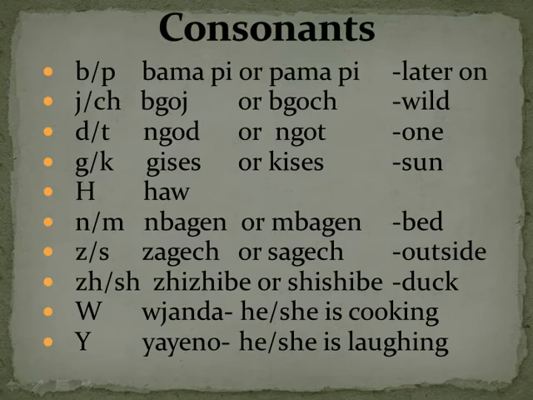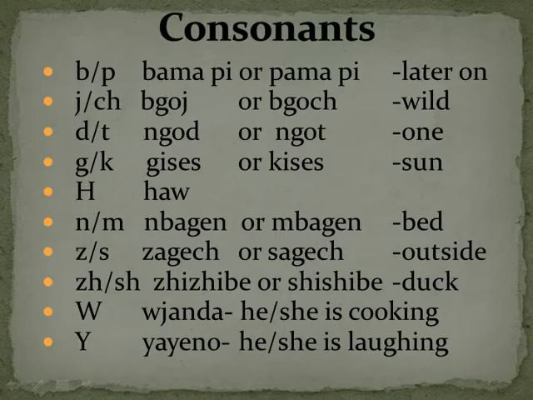The D or T sound, Ngod or Ngot. The G or K sound, like Geezus or Keezus. The H sound, like in how or ahow. The N and the M sounds tend to be somewhat silent or semi-silent. So it's like Mbagan. You say them, but you hit the next letter louder or harder.